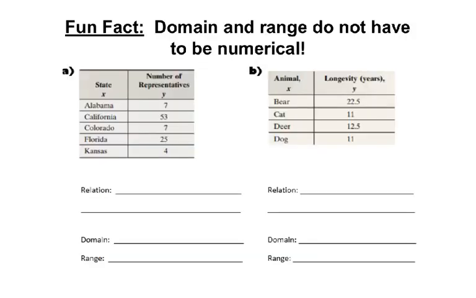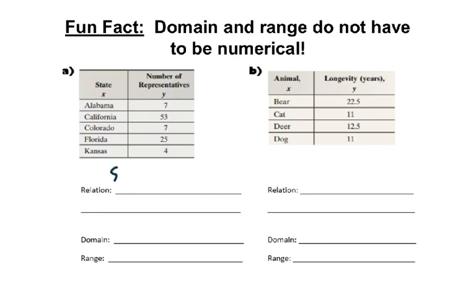Awesome. Okay, so for the last part of the video, I just want you to understand that yes, it's math and we use numbers, but you can have relations represented with things that aren't numerical. In these examples, we're looking at state versus number of representatives, and animals versus longevity, aka lifespan in years, average lifespan, I assume.